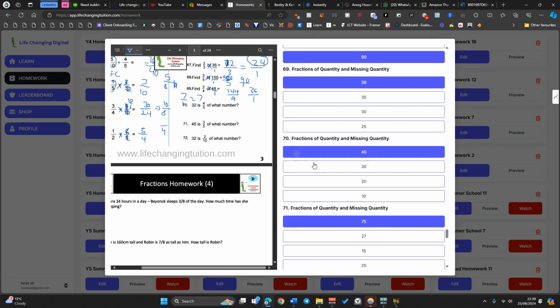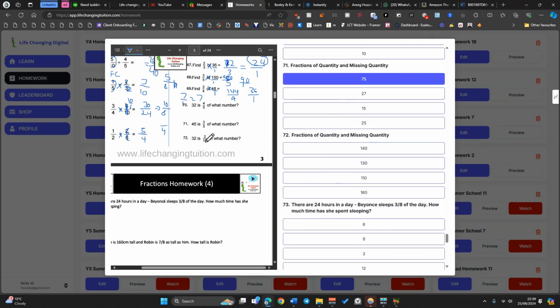Okay, question 72. 32 is 2/10 of what number? So we have to find out what the 10 out of 10 number is, right? Because we know 32 is 2/10. What I'm going to do is find out what 1/10 is first. And how do we get from 2/10 to 1/10? We just divide by 2. Again, you're looking at what's happening to the top number, right? It's getting divided by 2. Well, how are we going to get from 32 to that? We're dividing that by 2 as well. And that will give us 16.